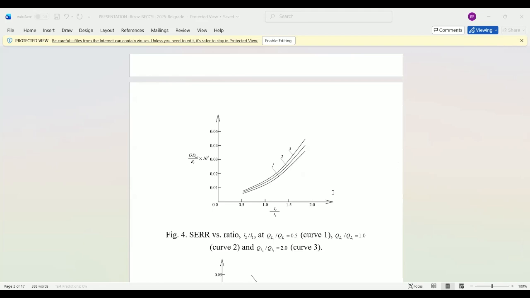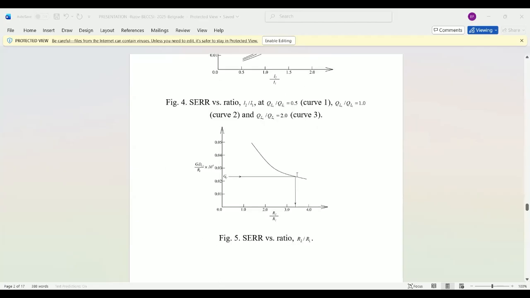Finally, we demonstrate how to determine the radius of the cross section of the bar in portion L2 to L4 based on fracture mechanics. In this regard, the variation of the strain energy release rate with rise of R2 to R1 ratio is depicted in figure number 5. The ratio at which the strain energy release rate reaches the fracture toughness of the material is used to determine the desired radius of the cross section.